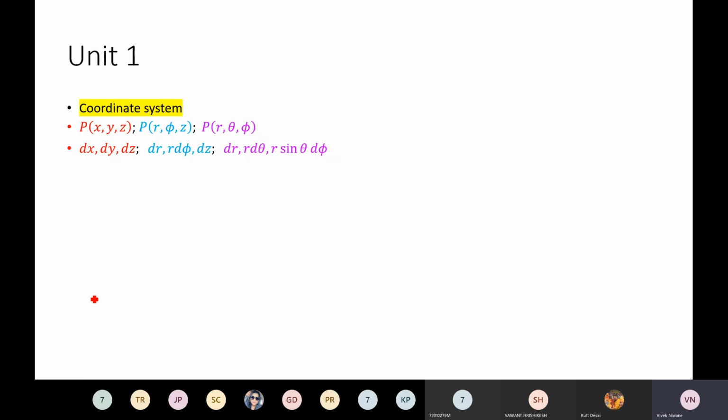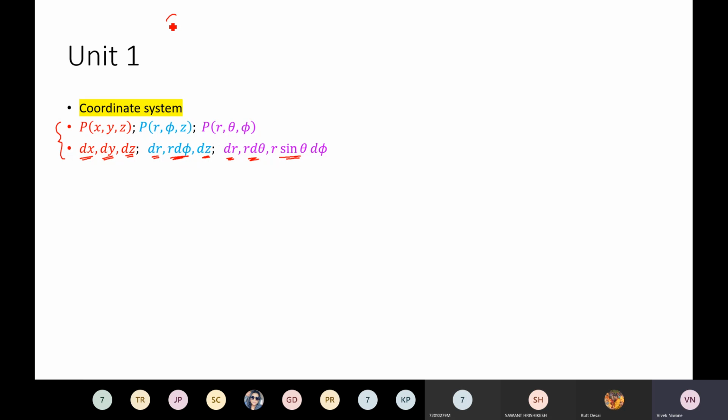This is important. Okay. So in Cartesian coordinate system, we do have elements dx, dy, dz. In cylindrical coordinate system, we have elements dr, r d phi, dz. And in spherical coordinate system, we do have elements dr, then r d theta, r sin theta d phi. If you remember only these points, you can write down anything.